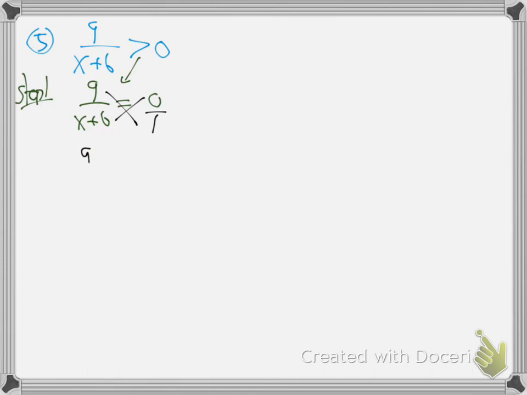And so then that's 9 times 1 equals 0 times x plus 6. 9 times 1? 9. 0 times anything? What's up with that? No answer from step 1. Nothing's coming from step 1. 9 doesn't equal 0, and x has vanished on us. So there's no answers out of step 1.